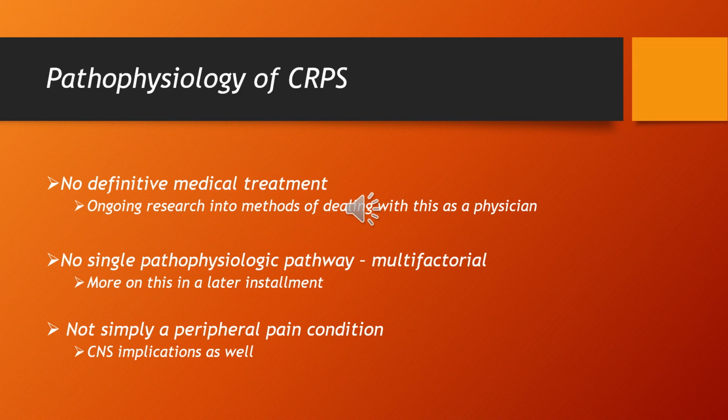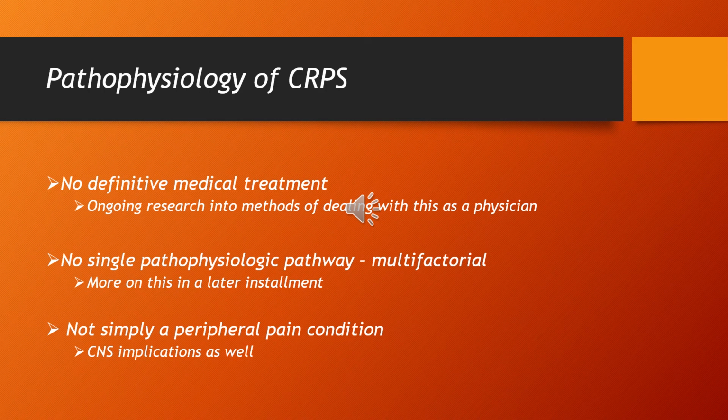Now on to today's topic, the pathophysiology of CRPS. CRPS is one of the more challenging chronic pain conditions that you could treat successfully. And as a result, there is really no definitive medical treatment. Clinical trials have failed to support the efficacy of many commonly used interventions. You may ask why. Well, how could this be?